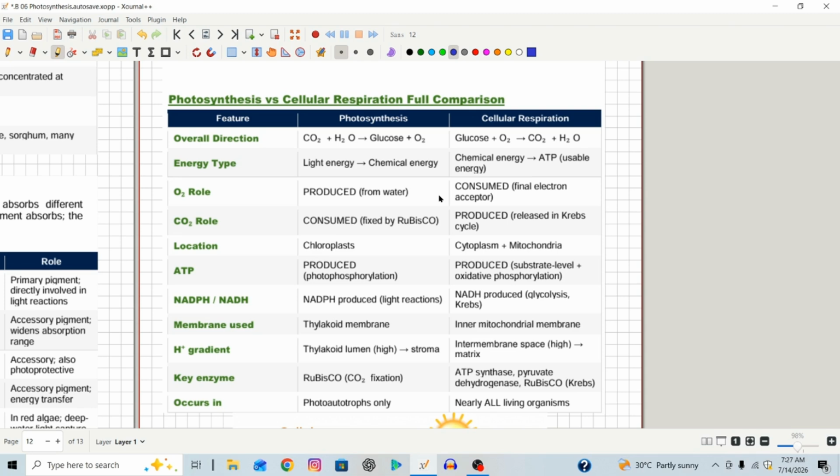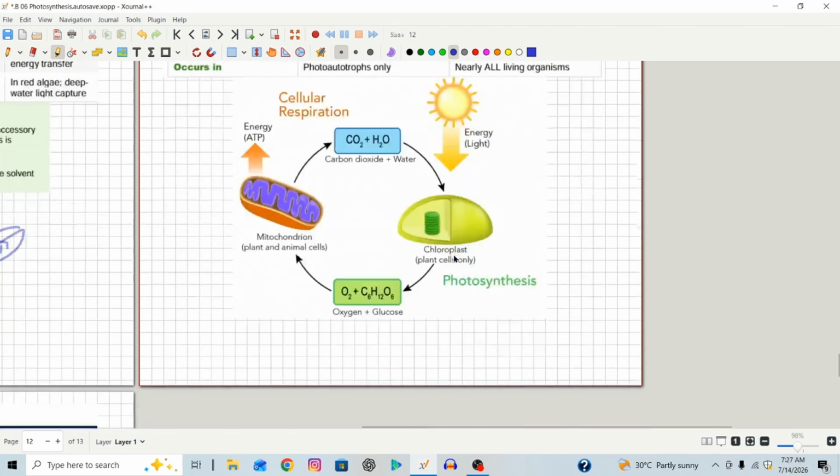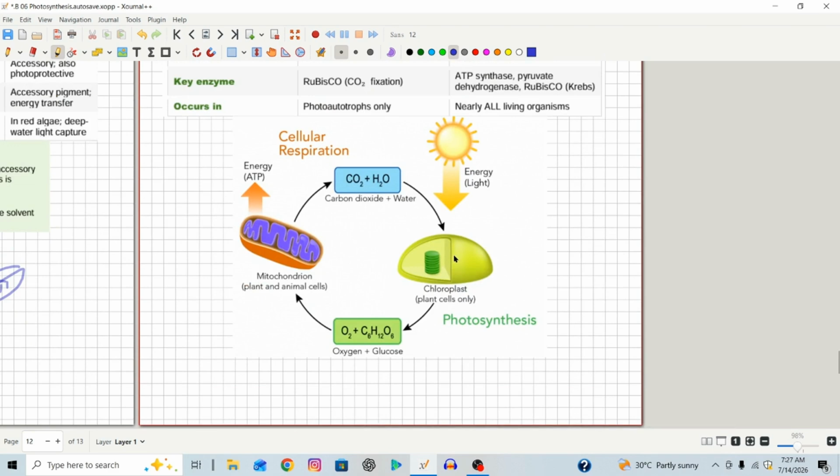So this is the table right in front of you. Take a screenshot of it, and then you can see the diagram here. The cellular respiration is producing what? It is producing carbon dioxide and water that is being used in photosynthesis, and photosynthesis makes glucose that is being used by mitochondria in respiration. And this is the whole process that is occurring in a cycle.